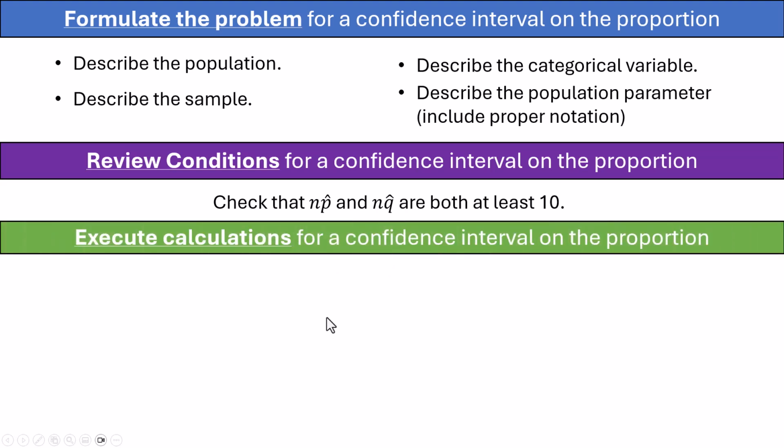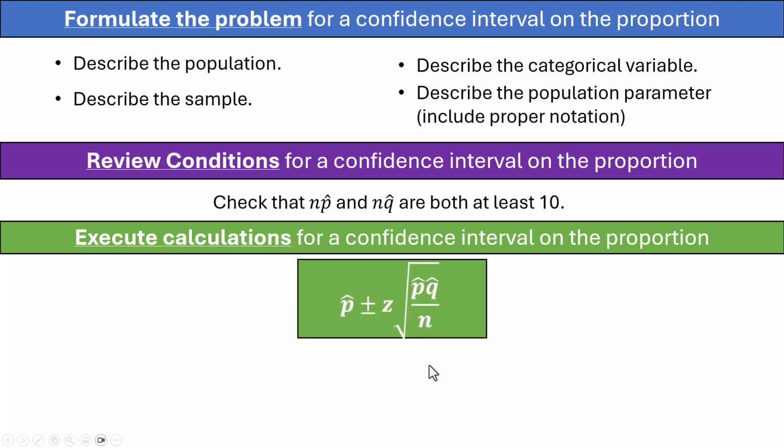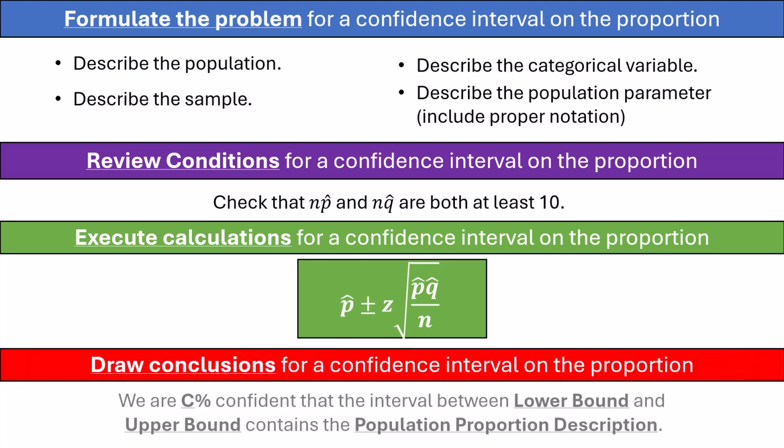Next, we have the execute calculation step, which is typically the longest step. This is where we will be completing the formula that we looked at earlier. Finally, we can draw conclusions, which just amounts to filling in this template statement. We are C% confident, where C is your confidence level, that the interval between the lower and upper bound, which are the two numbers you got from the formula in the execute calculation step, contains the, and then you'll describe the population proportion, which is something that you already did in step 1.